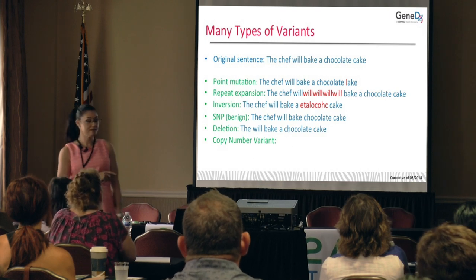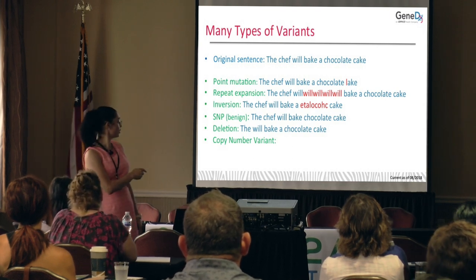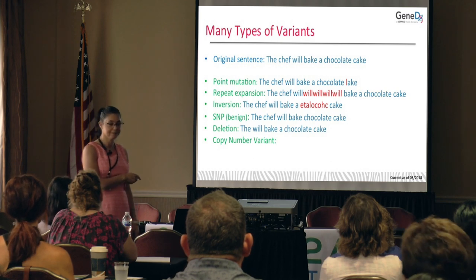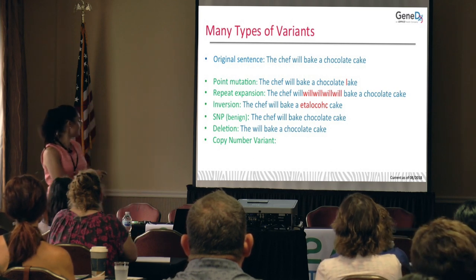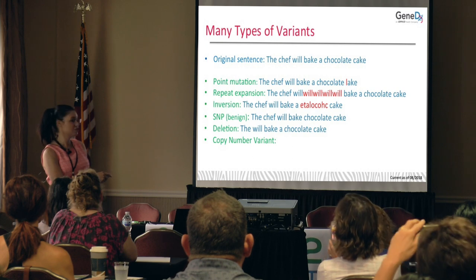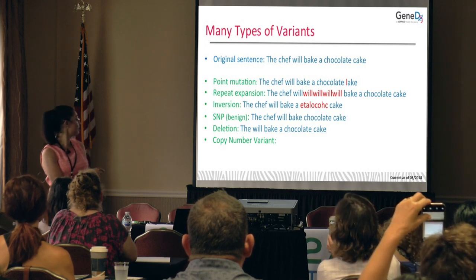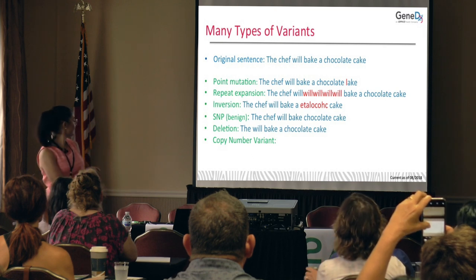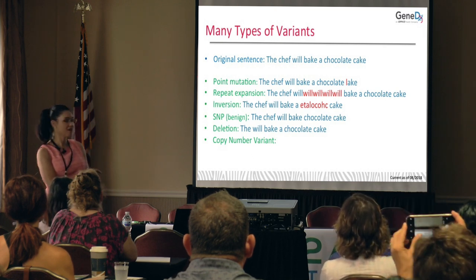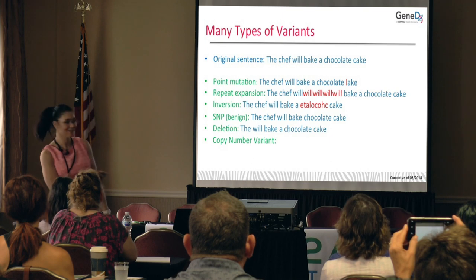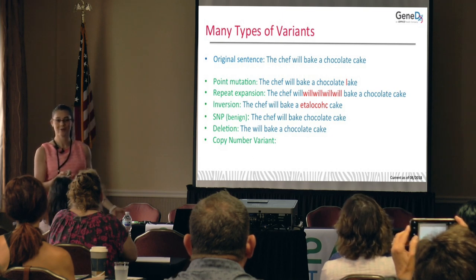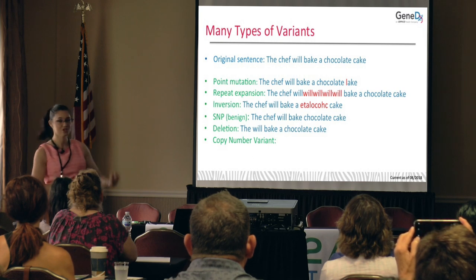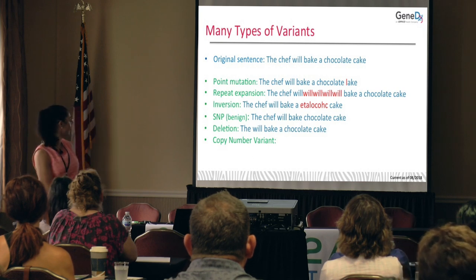So if we say, for example, the correct version of the gene is the chef will bake a chocolate cake, then a point mutation might be C is changed to an L, it's a one-letter typo, the chef will bake a chocolate lake. Doesn't make sense, right? Or you can have repeats, the chef will bake a chocolate cake. It's like a broken record from the 1980s. Or you can have an inversion where the word chocolate is flipped around.